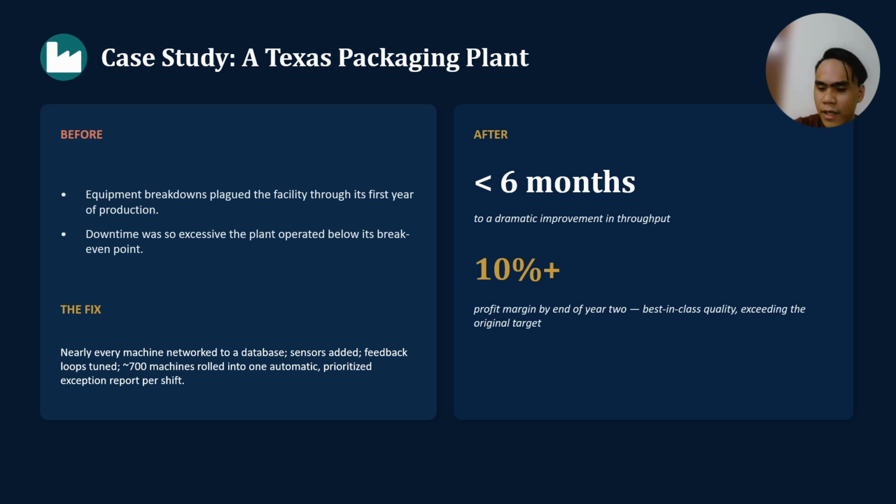The plant achieved dramatic improvements in throughput in less than 6 months after the implementation of the QIS. By the end of the second year, the plant had reached best-in-class quality and its profit was surpassing the original performance target by 10%. This is really the entire chapter in miniature: strategic goals, a cascading scorecard, and a well-designed quality information system all working together to turn around a genuinely failing operation.